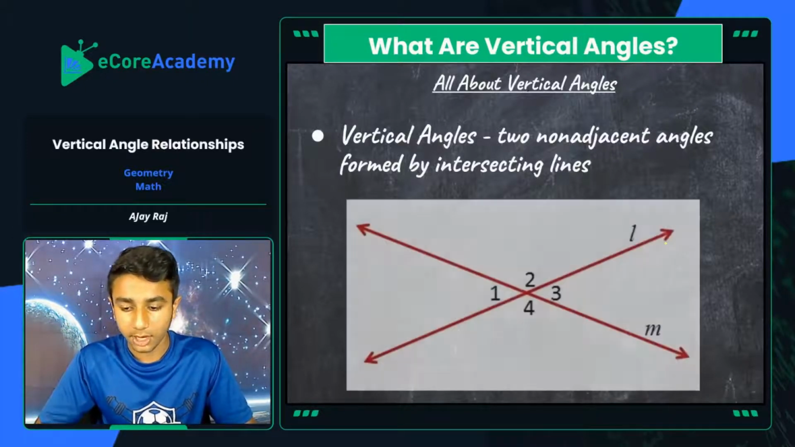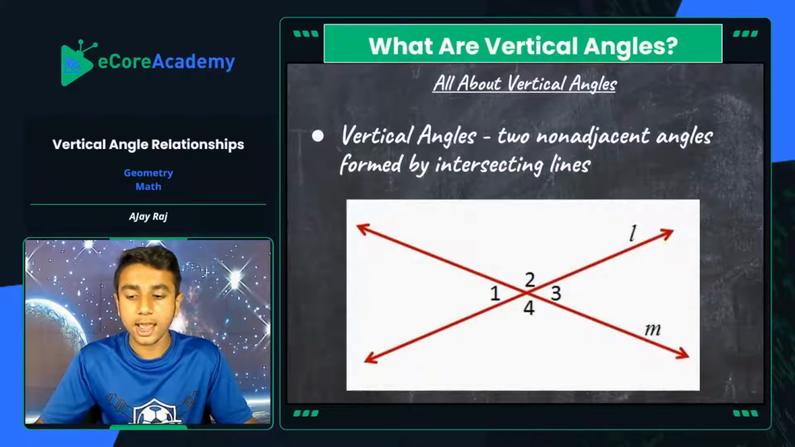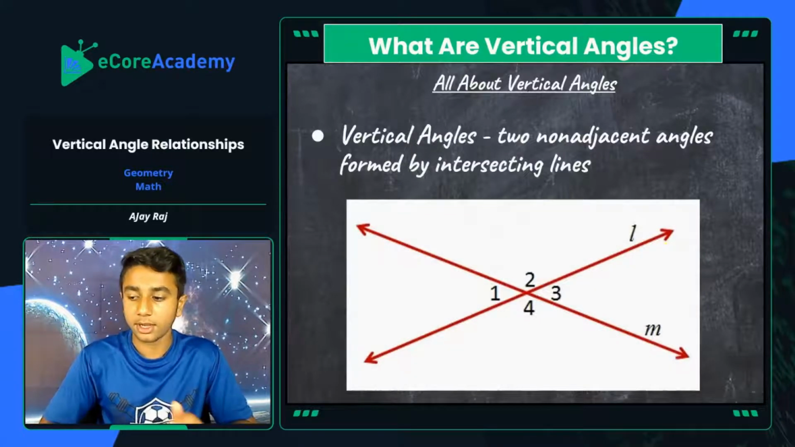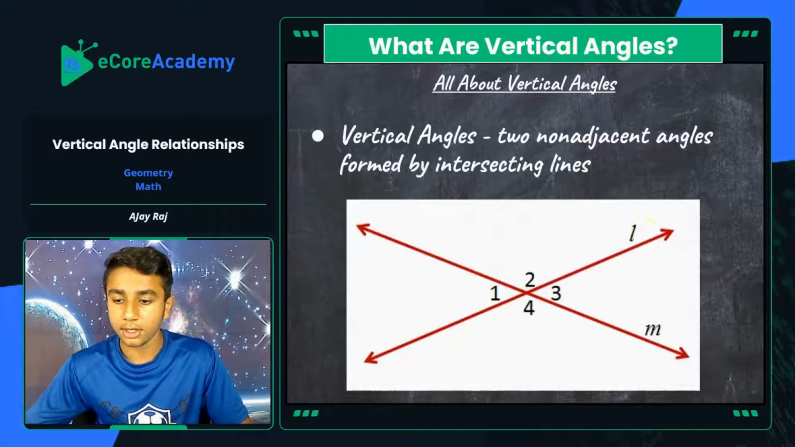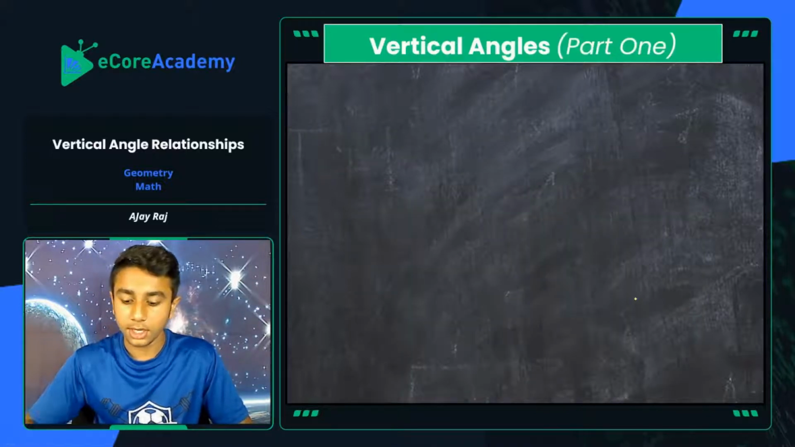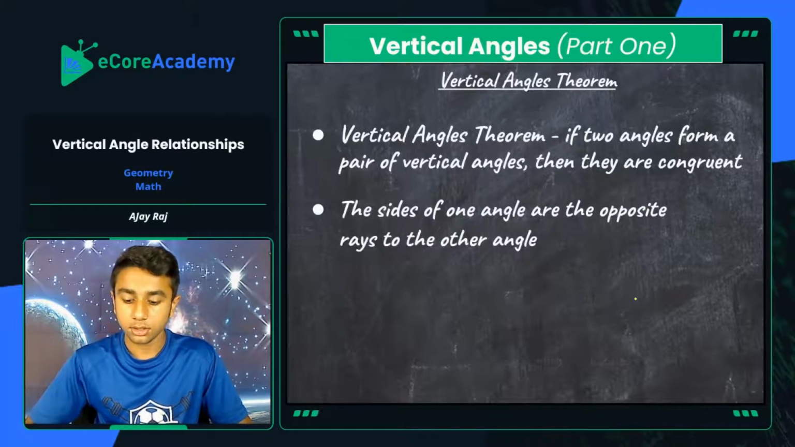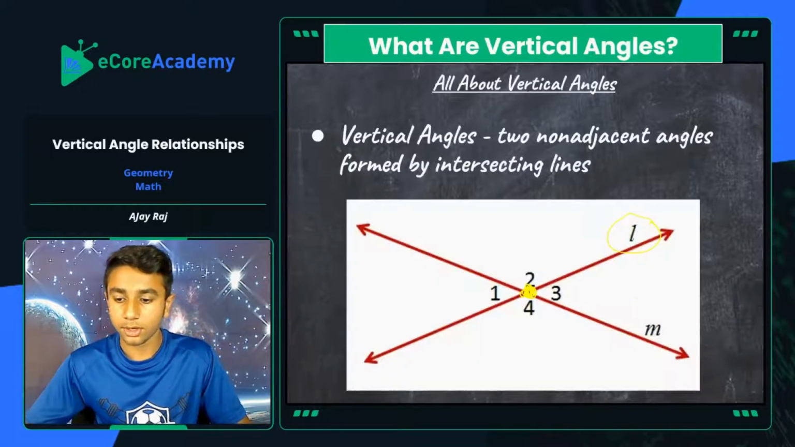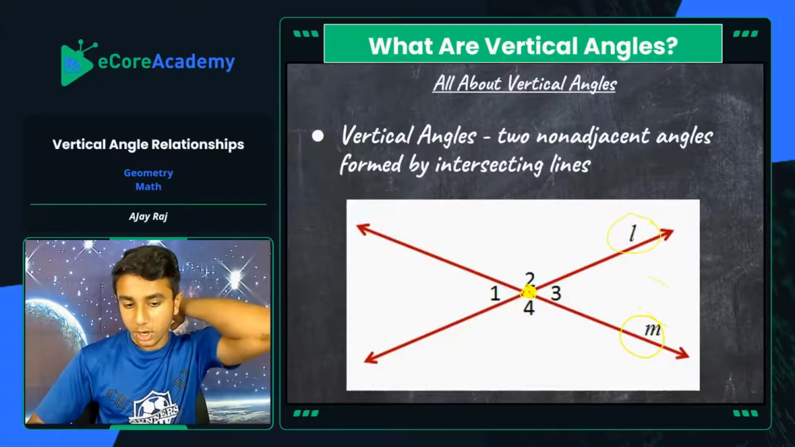So I'm going to show you a little diagram here. This is line M and line L as represented by these symbols here. Basically they're intersecting at a common point, which is right here. And when they intersect, they're going to form different angles. These angles are here labeled as 1, 2, 3, and 4. So those are the openings of the angles.